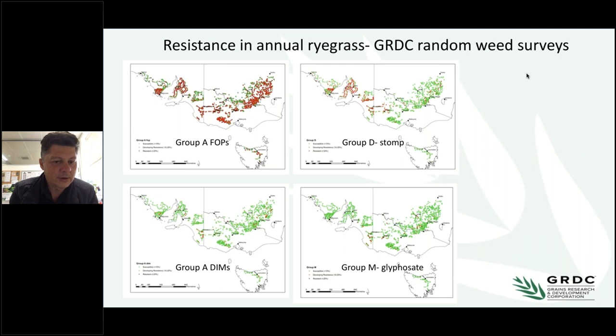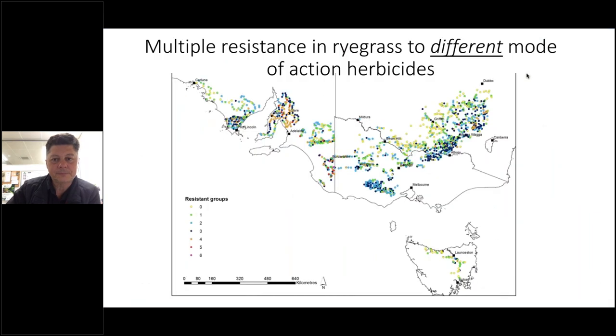But ryegrass, we've got lots of ryegrass that's resistant to the FOPs, but the DIMs such as clethodim work. It's quite mysterious why that happens. We understand why that happens, but assuming that if a FOP doesn't work, that your DIM won't work is not entirely true. It may work, but you need to do some testing to verify that.